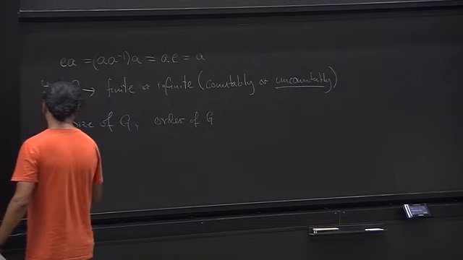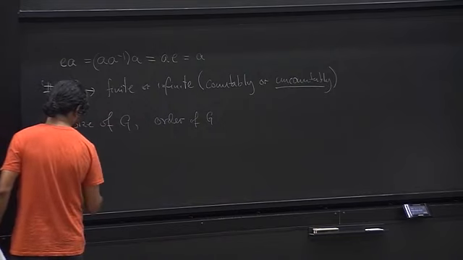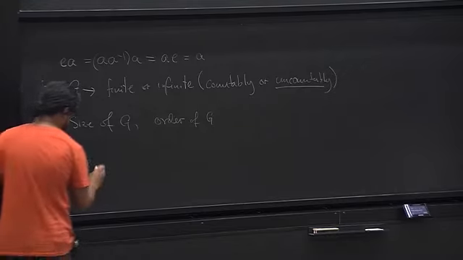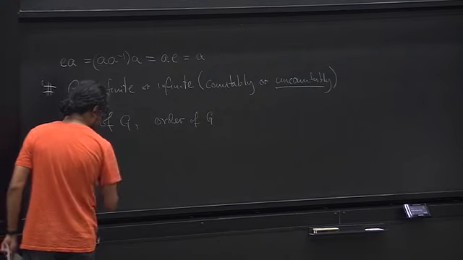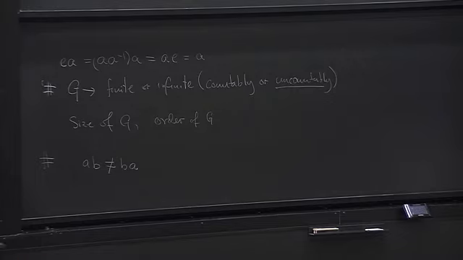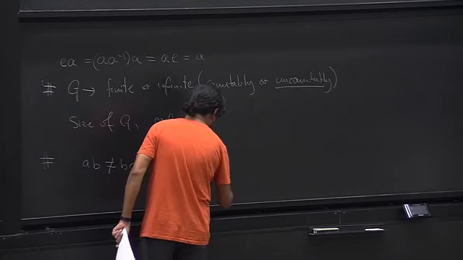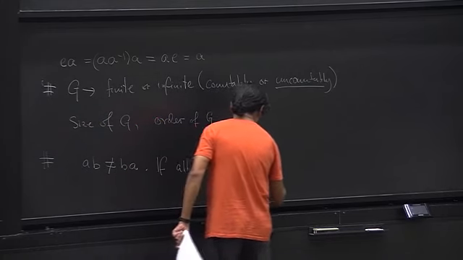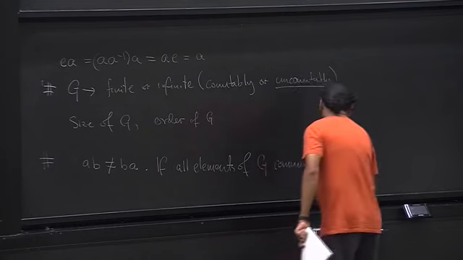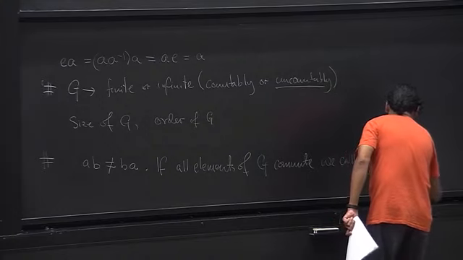Group multiplication doesn't have to commute. The definition of a group doesn't tell you that if A and B are two elements of your group, A times B has to be equal to B times A. So if all the elements of G commute, we call the group abelian.